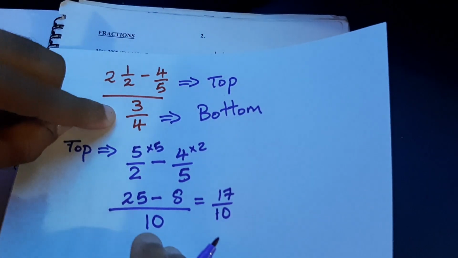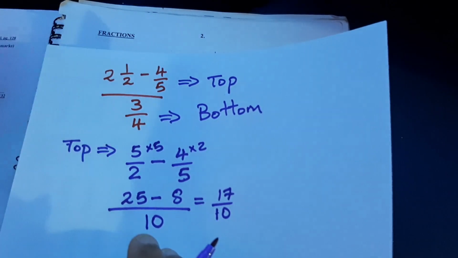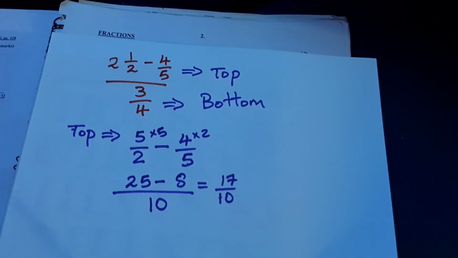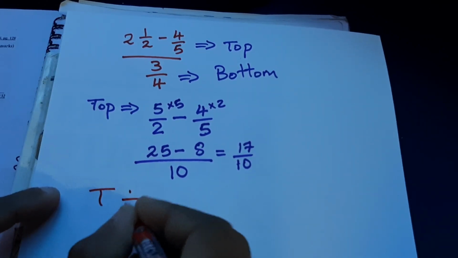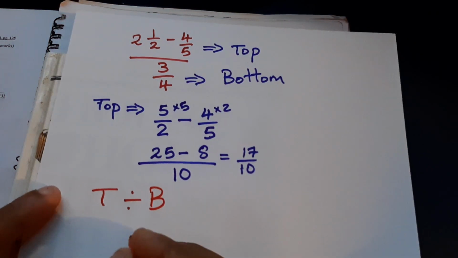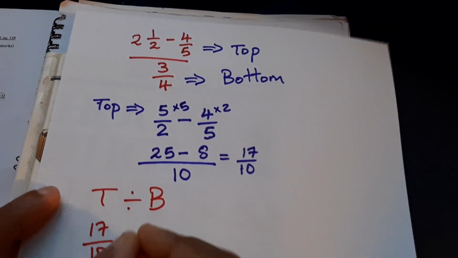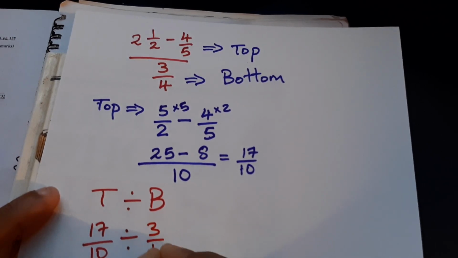Now at the bottom part of the question, we don't really have anything that can be worked out. It's just a singular fraction, a proper fraction. So we don't have to work anything. So what I'm going to do, I'm going to write top divided by bottom. So the answer that we got for the top was what? 17 over 10 divided by the answer that we have for the bottom, which is 3 over 4.